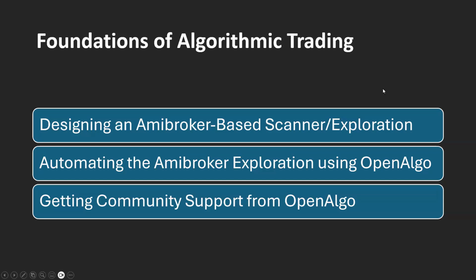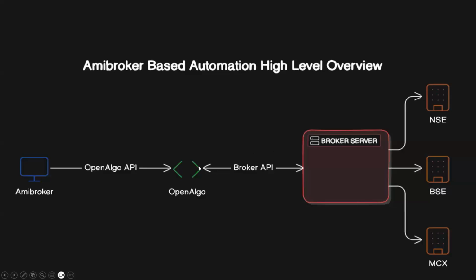So in today's session, we're going to use OpenAlgo as an intermediate bridge. From Amibroker, we're going to generate continuous scanning-based signals, exploration-based signals, in real time. And any signal coming in real time, we're going to use OpenAlgo to transmit the order to the broker. And from the broker, it will be transmitted back to the exchange. So that is what we're going to do in today's session.